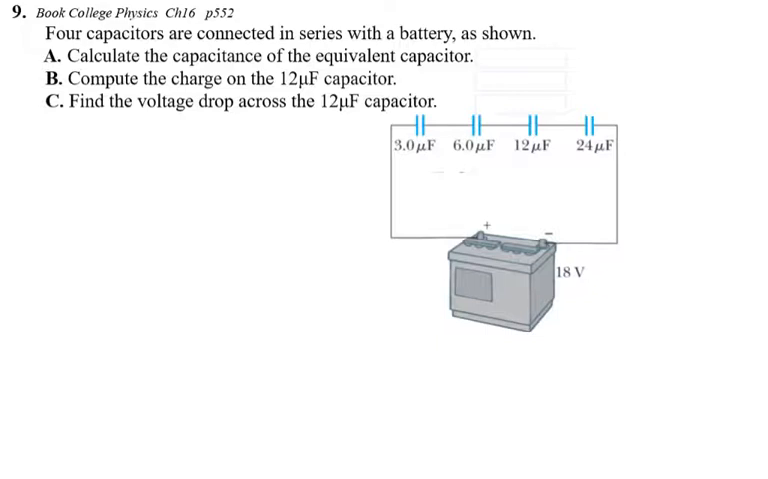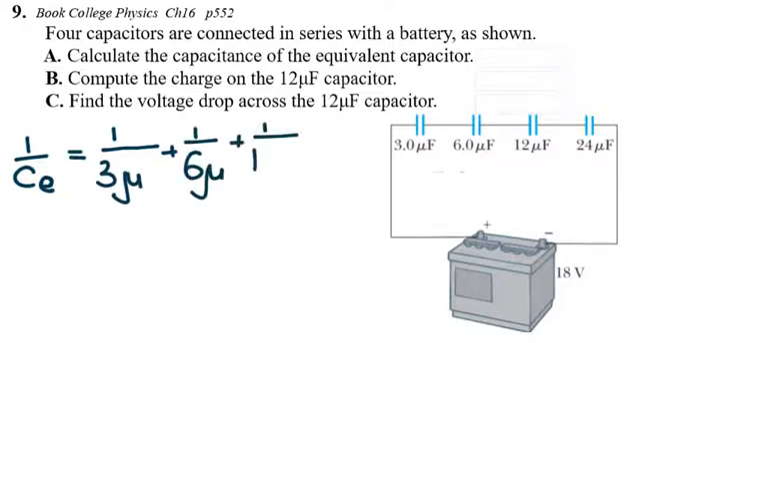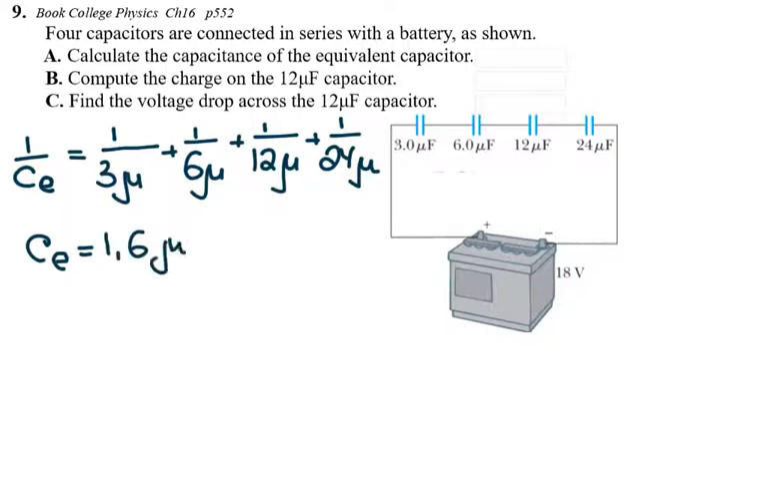Here we have capacitors connected in series, so I have to calculate the equivalent capacitance of all the capacitors. So here I have to do 1 over the equivalent capacitance, so I can use E for equivalent, is equal to 1 over 3 micro plus 1 over 6 micro plus 1 over 12 micro and plus 1 over 24 micro. So that gives me equivalent capacitance is equal to 1.6 microfarad.